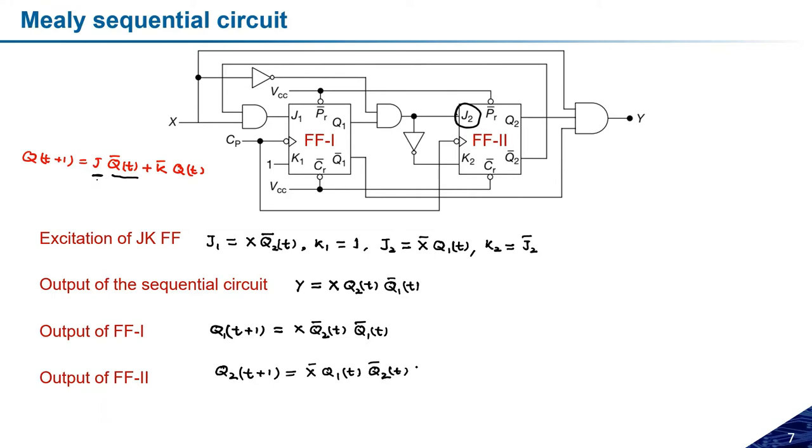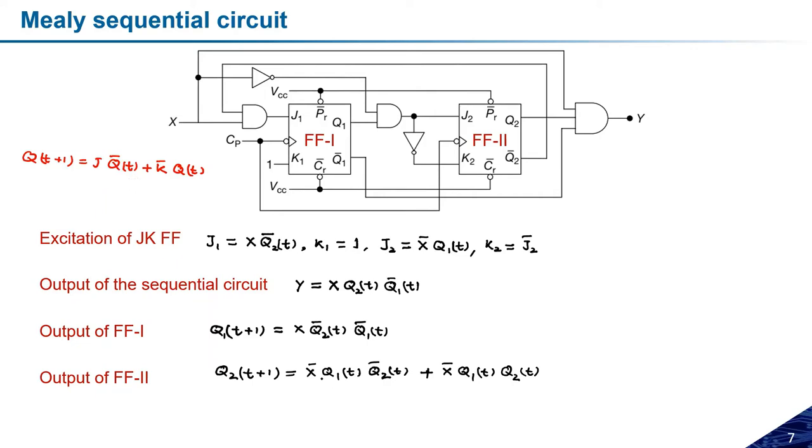Plus, if you talk about the other term, K2 bar, K2 bar is the same as J2. So I can again replace J2, and that term will be X bar into Q1(t), and then Q2(t). So this is the expression for the output of the second flip-flop. Now let us try to simplify it.